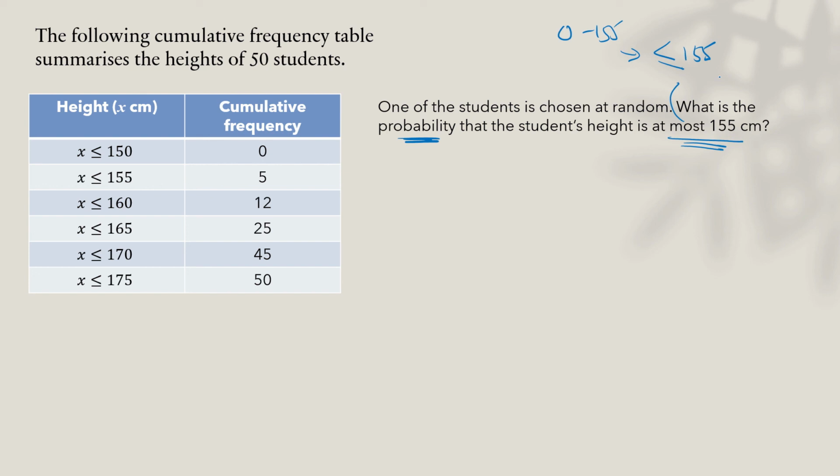Once we've established this, we look at the correct class. We could be looking at this class. So there are actually 5 students whose height is at most 155 centimeters. But because we want to find probability, we can't just leave 5 as the answer. The probability of students with height at most 155 centimeters, we're going to put 5 over 50. So this is how you do probability. It's always the number that you want over the total number. Of course, fractions, we need to simplify them, so you get 1 over 10. So this is the probability.